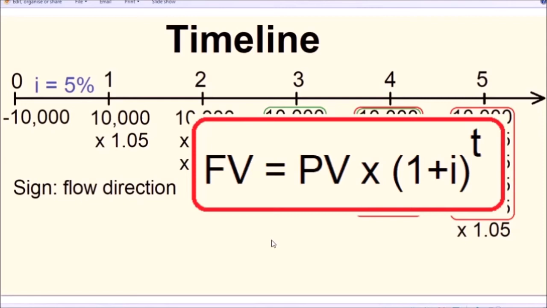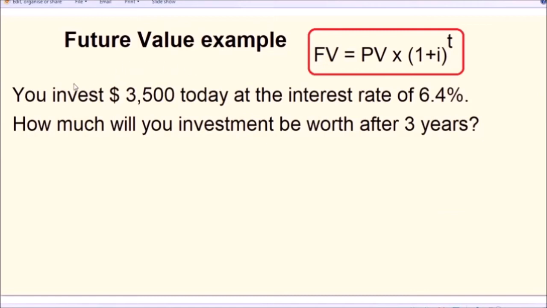And next, let's have a look at another example where we calculate future value. Our example is you investing $3,500 today at the interest rate of 6.4%. Again, no additional information about the interest rate, so by default, I assume it's a compound annual interest rate. The question is, how much money will you have in that investment after 3 years?